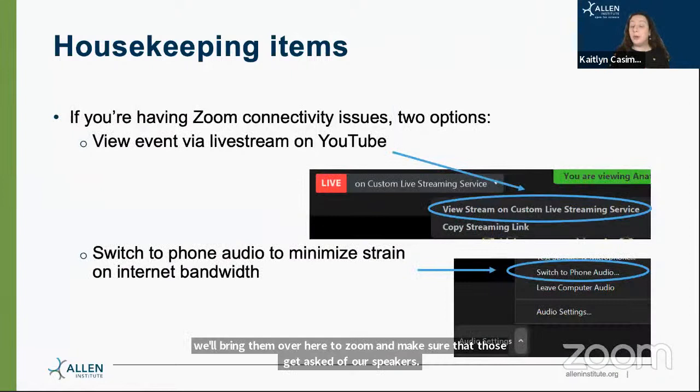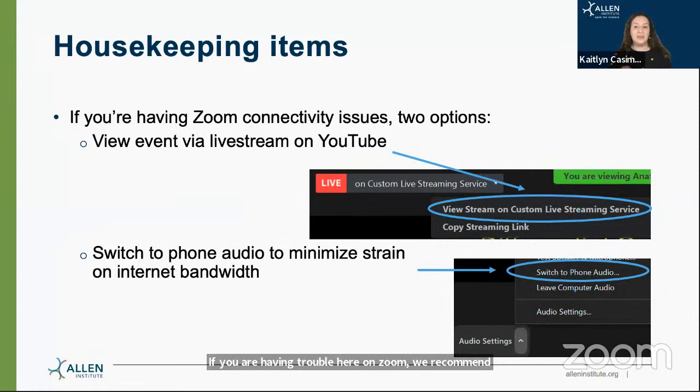If you are having trouble here on Zoom, we recommend jumping over to YouTube to view. You can click the little button at the top left corner of your Zoom window and view stream on custom live streaming service. That will send you directly over to YouTube. Or on the login page where you clicked this Zoom link, you can click the YouTube link there as well, or just visit our YouTube channel and it should be popping up for you. If you want to stay here in Zoom, you can also try switching to phone audio to minimize the strain on your internet bandwidth.